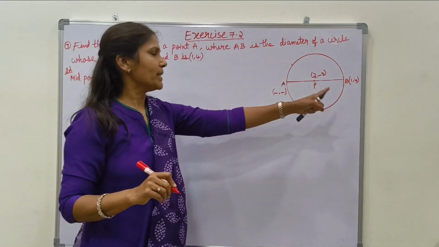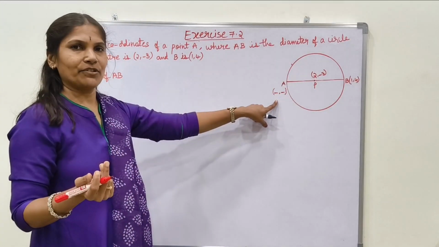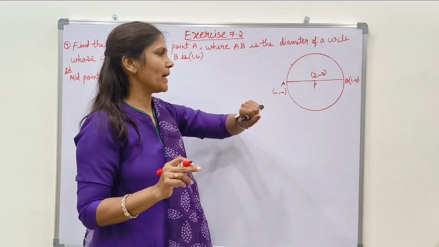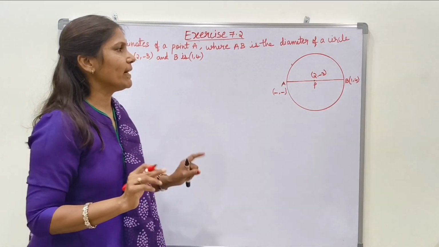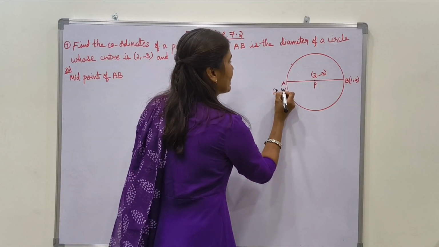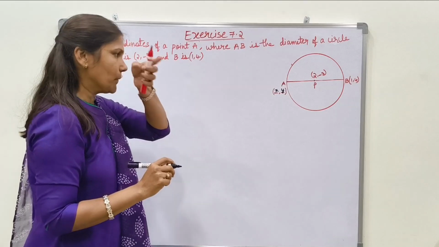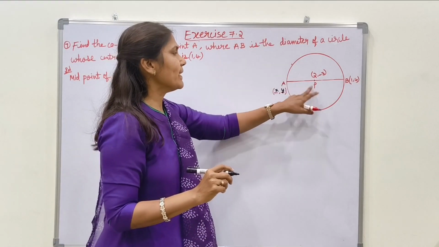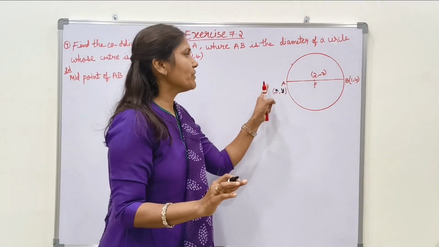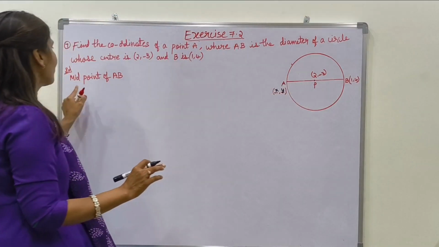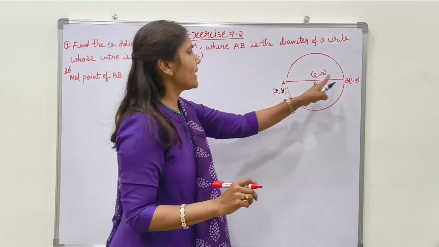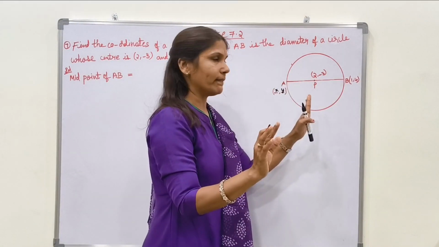In a circle, AB is a diameter. The A coordinates we don't know, we have to find. The P coordinates, the center, are 2, minus 3, and the B coordinates are given as 1, 4. Since we don't know A, we will take it as x, y. This is the center. In a diameter, the center point divides the line equally, so we will use the midpoint theorem. The midpoint of AB divides the line equally, in a 1:1 ratio.